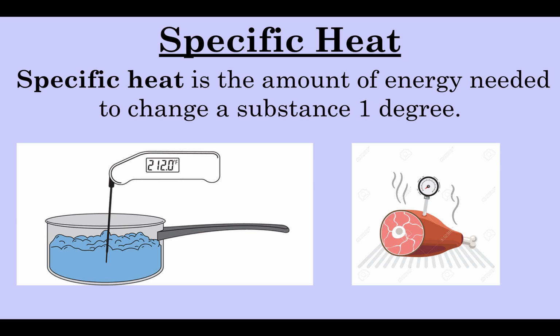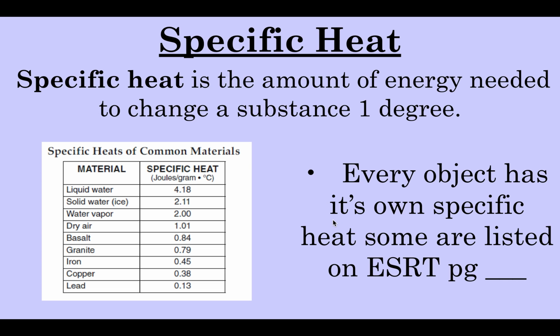Imagine you're also cooking some meat in the oven. You could also measure the amount of energy needed to change that meat 1 degree, say from 95 degrees to 96 degrees. That amount of energy is the specific heat, and it is going to be different for the water than for the meat. It turns out that every object has its own specific heat.